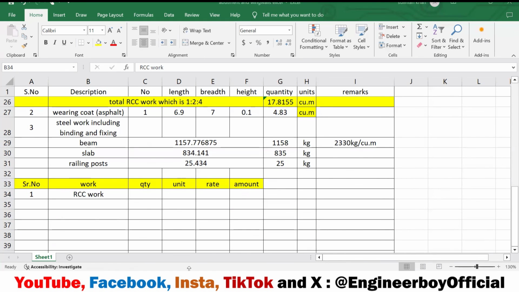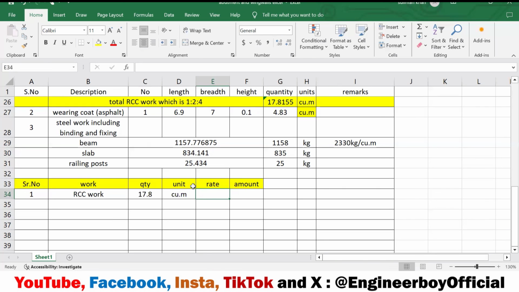Just a minute. All right, are you guys there? Yes, sir. Okay, the RCC work and the quantity is 17.8 something. You can even round that, but let me just say 17.8, it does not matter. And the unit, of course, is cubic meter. Very simple. Now the rate. The rate can be determined by looking in the MRS. You have to look at that.